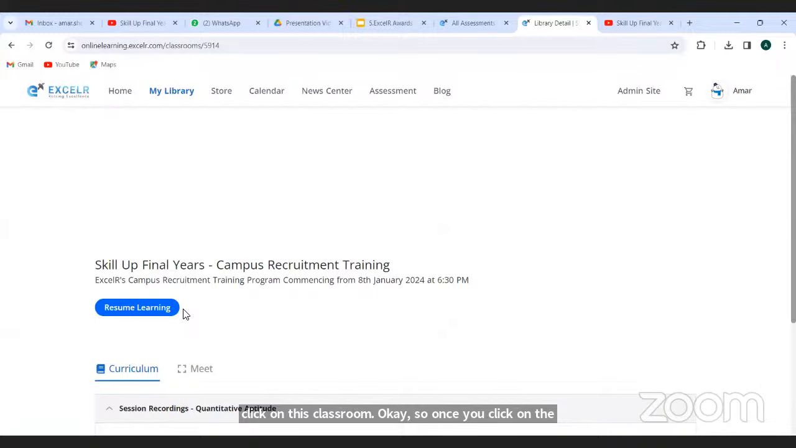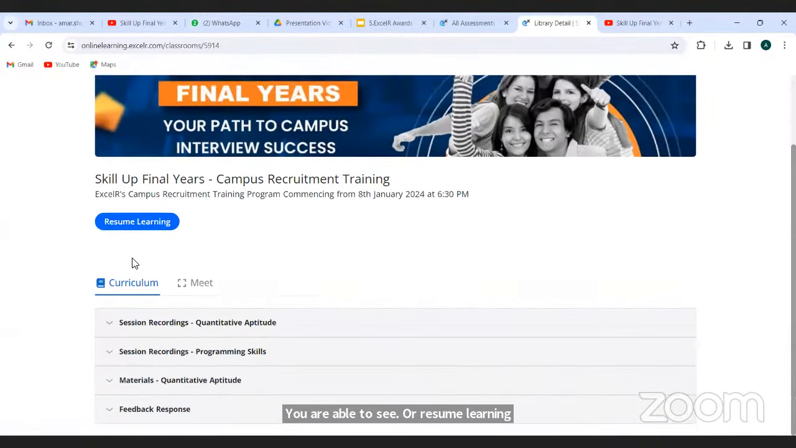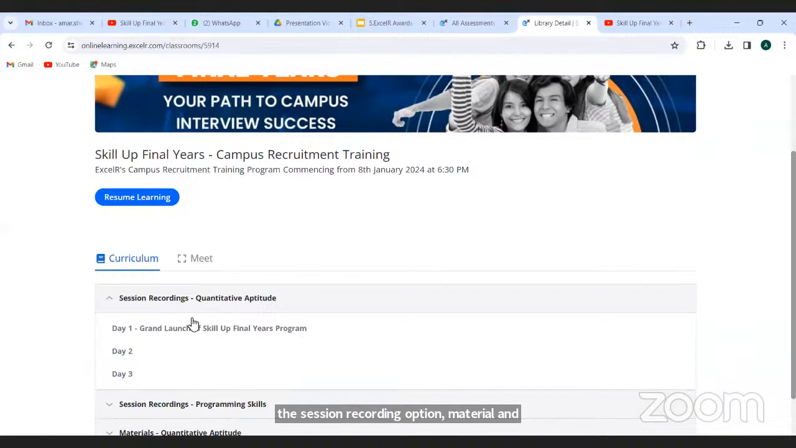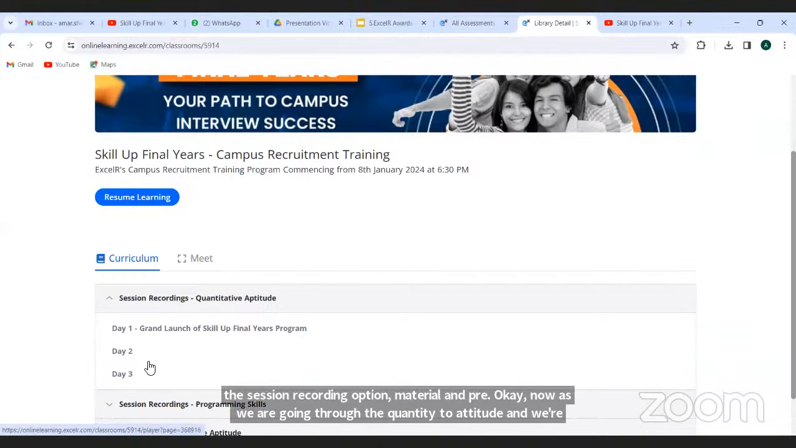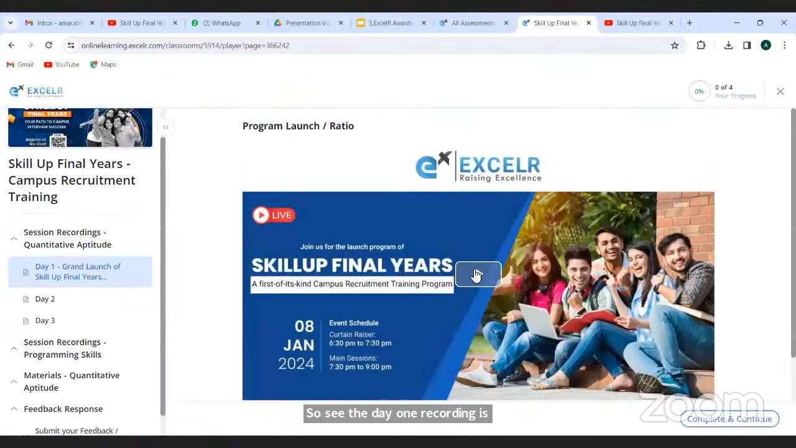you are able to see a resume learning tab. In that, we have two sub tabs, curriculum and meet. In curriculum, we have already given you the session recordings option, material and feedback response. Now, as we are going through quantitative aptitude and we're done with 2 days, you can see the day 1 recording is here, day 2 and day 3 as well. So we'll check the day 1 recording.